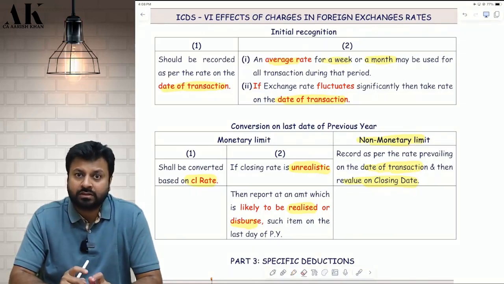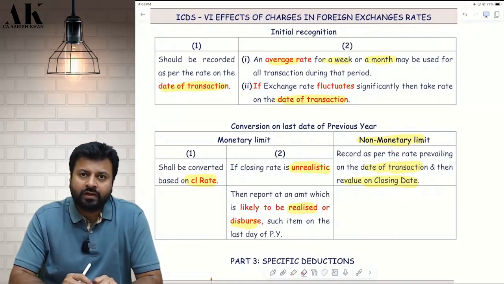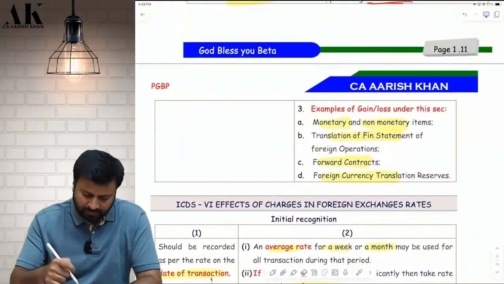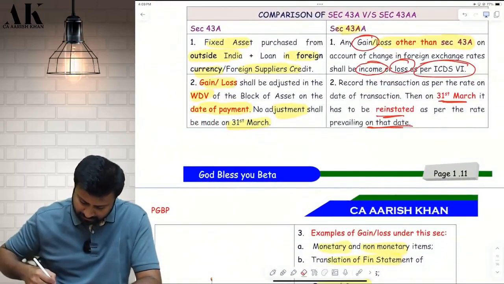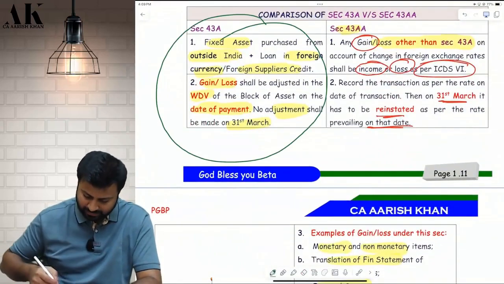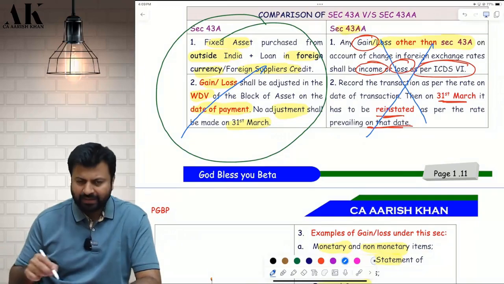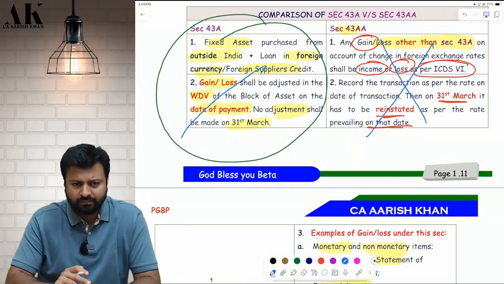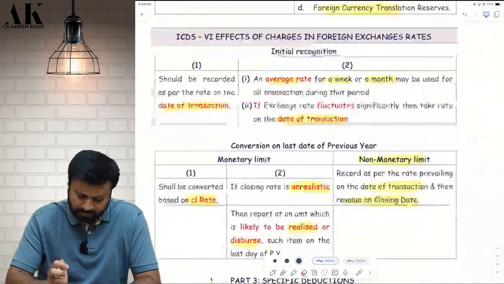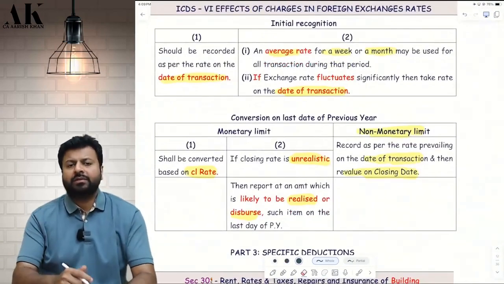What is important, I would again draw your attention, is section 43A. Absolutely important. This is very, very important for examination. So pay attention on this much. 43AA they have not asked so far in the examination. So this is what your chapter of depreciation is all about.